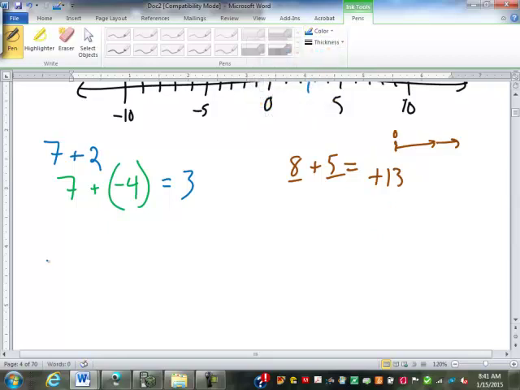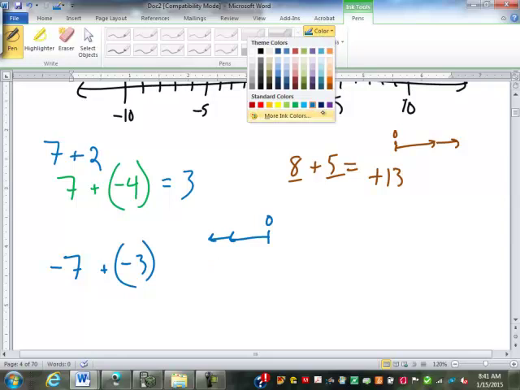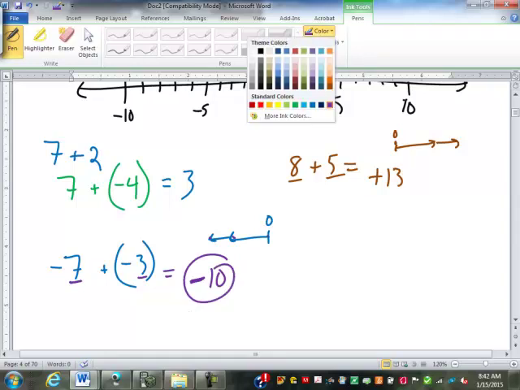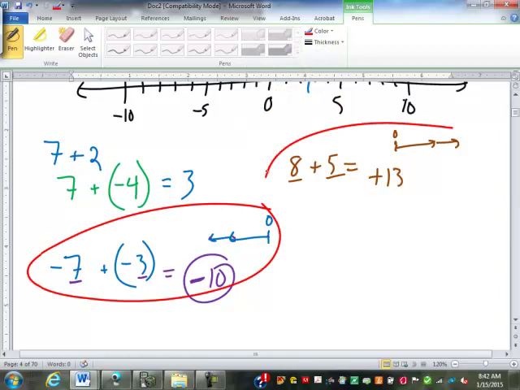Or we could also have -7 plus -3. Again, your book would put parentheses around the second one to separate it from the plus sign. Well, if here's 0, here's -7, and here's -3. Again, they both go in the same direction. This picture is showing us that the answer is negative because we're on the negative side of 0. And since they both go in the same direction, we're just going to add the values. 7 and 3 make 10, so we get -10. So that's one possibility: both vectors go in the same direction. So we just add the values together. And we know whether they're going positive or negative just by looking at it.